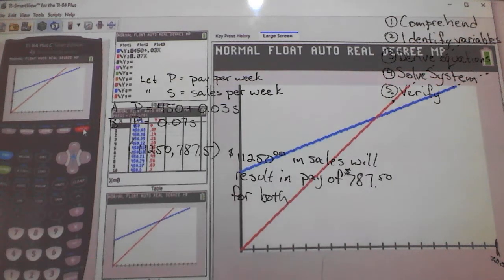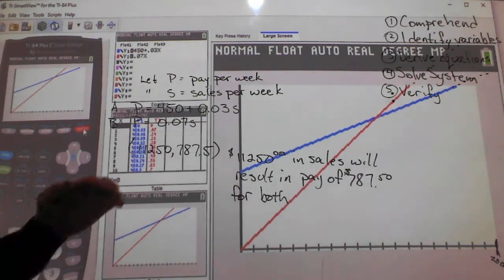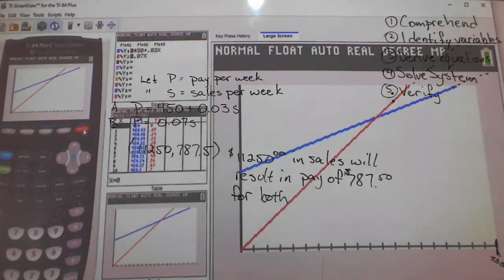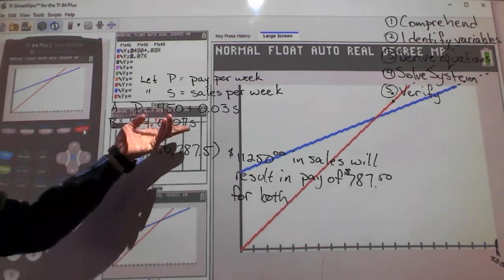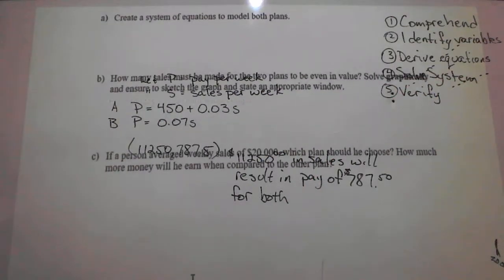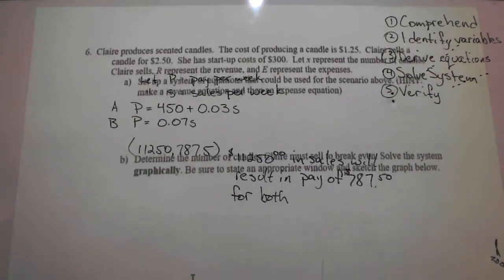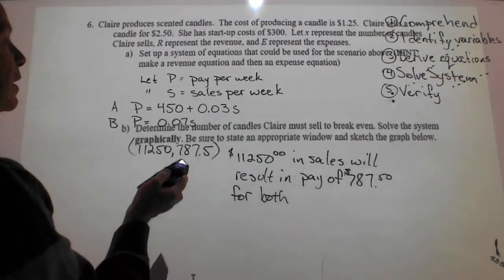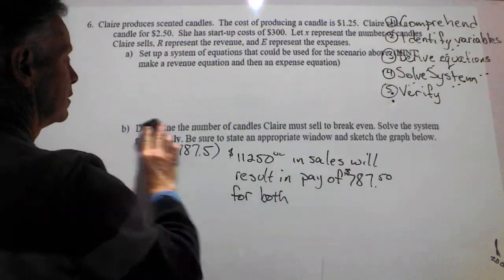That red line will result in a much higher pay. And that red line corresponds to, well, that's interesting. The red line corresponds to your pure commission deal, okay? The 7%. So let's move on and take a look at a couple more different types of word problems, okay?